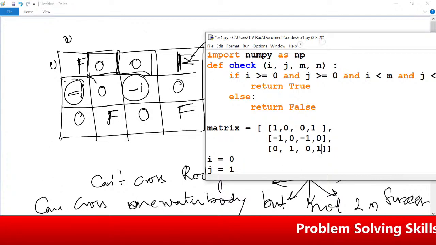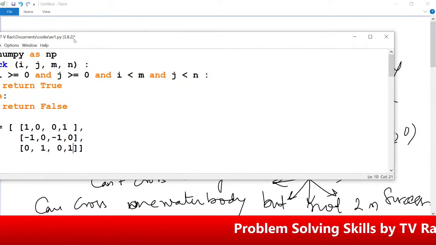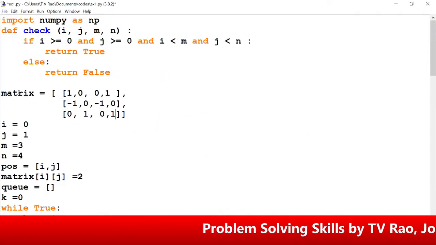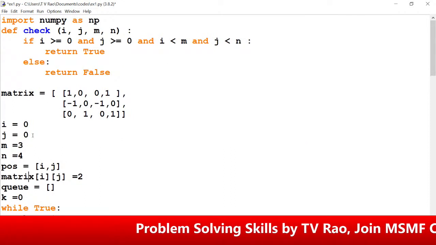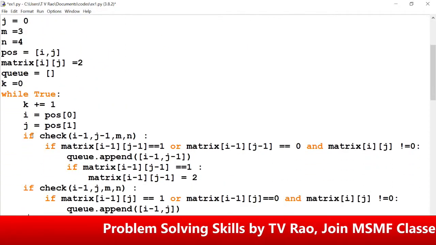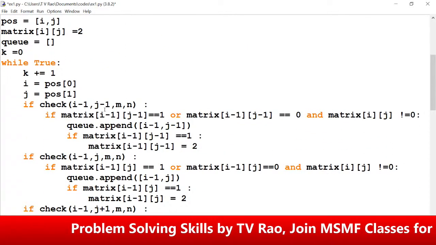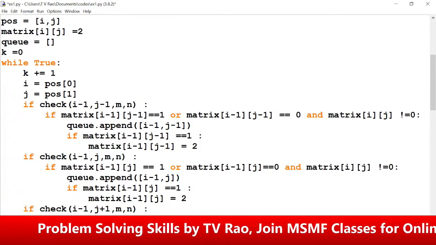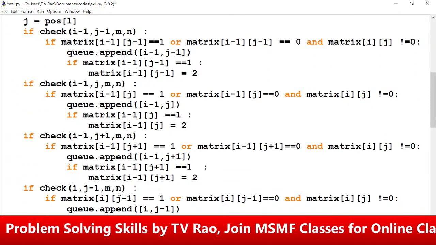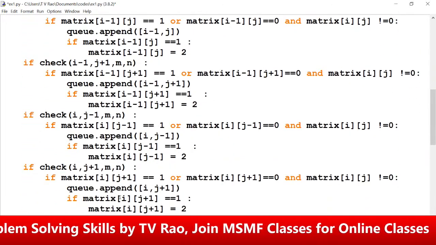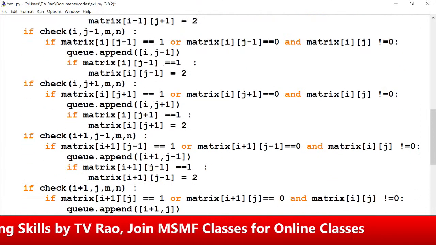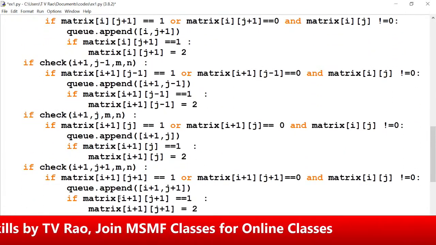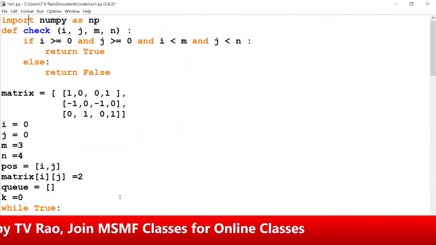Now assume that the fire started at 00 position. Okay, now it can travel in 8 directions. This is top left, top, top right. This is left, J minus 1, J plus 1 is right, bottom left, J minus 1, bottom J, bottom right, J plus 1. I'll explain the logic later.